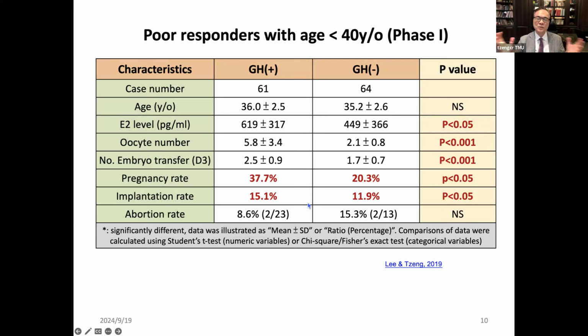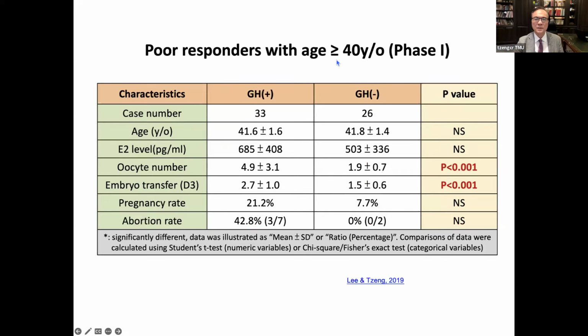So how about those patients over age 40? We analyzed the older patients in another two groups. Again, you can see although the egg number increased, the pregnancy rate is not much different. So the conclusion is that maybe GH treatment is beneficial for the group under age 40.